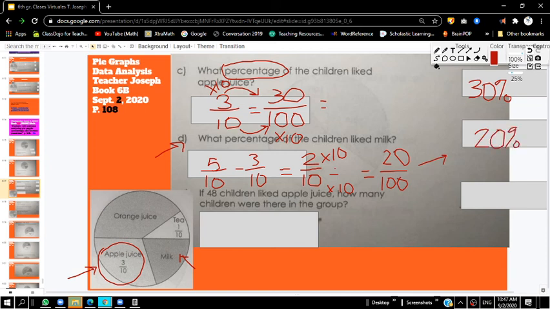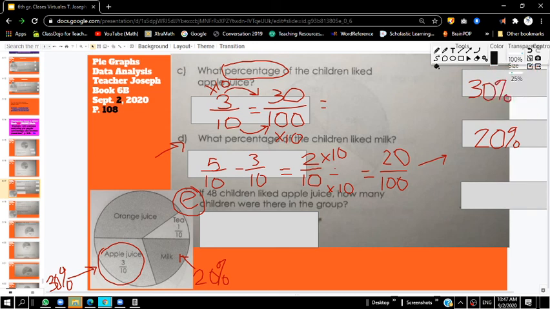So we've already found the percentage of apple juice, which is 30%, and the amount of milk, which is 20%. And like I said before, 20 plus 30 equals 50%. Let's try to figure out letter E, which is hidden underneath this box right there. It says, if 48 children liked apple juice, how many children were there in the whole group? Let's switch the colors just to see this a little bit better.